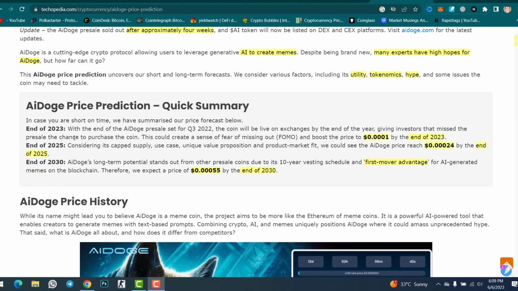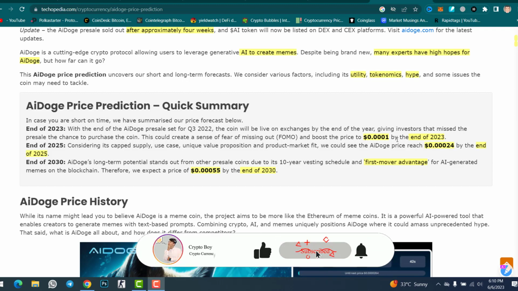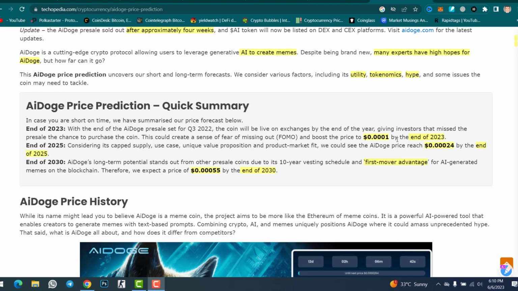I just want to check this. For the end of 2023, in this year, because of the FOMO, the buying pressure, the utilities and the features, the price can touch 0.001 at the end of 2023. This is all because of the FOMO, fear of missing out. Doge is the top meme project, and behind Doge, Elon Musk is there. So any project with the name of Doge, people just start purchasing, thinking that in the future they can get profit.